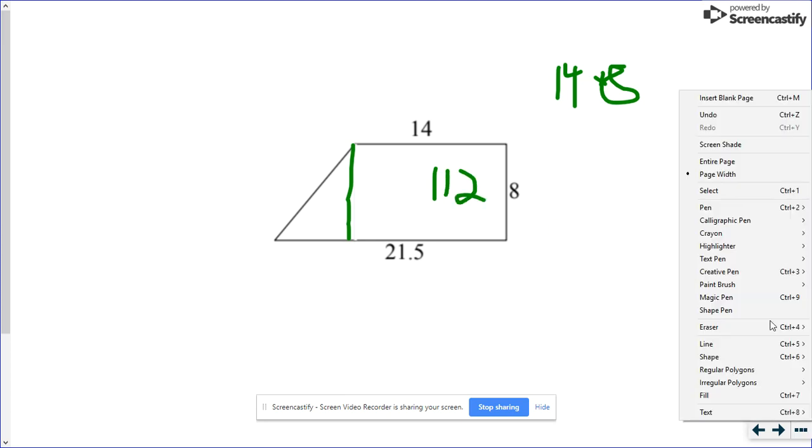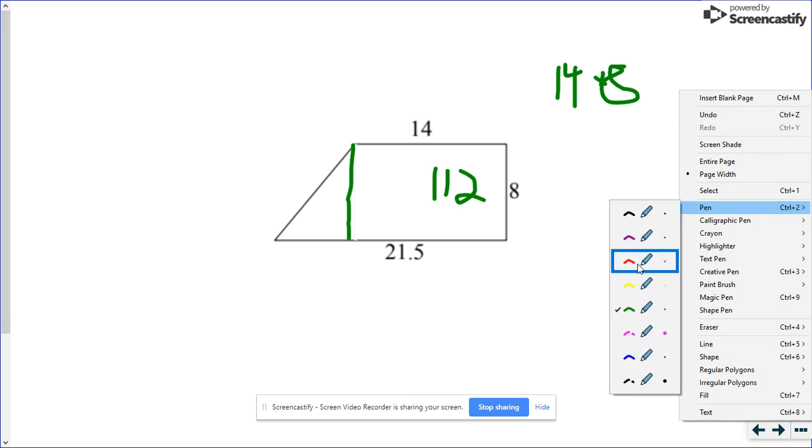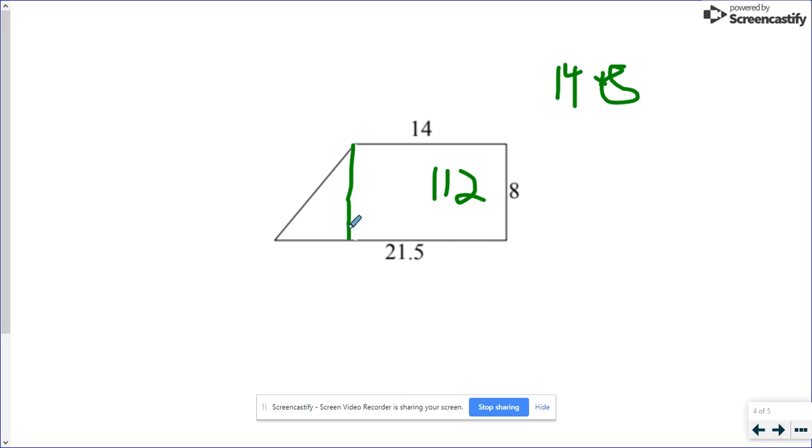I still have to find the area of the triangle, which is over here. I have to start by finding my base, and you'll see that it doesn't actually give me my base here. However, what I do see is that the entire bottom of my shape is 21.5, and up to this point is 14. So the base is just the remainder there. I just have to take that away. So 21.5 minus 14 is going to give me 7.5.